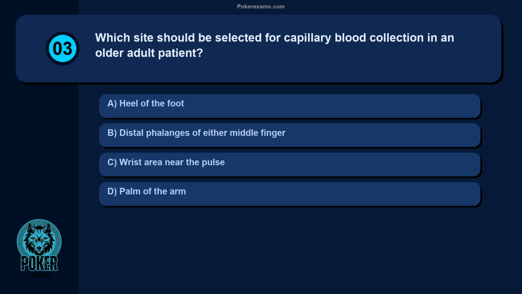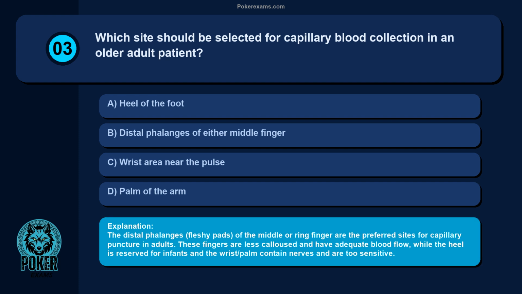Question 3. Which site should be selected for capillary blood collection in an older adult patient? Heel of the foot, distal phalanges of either middle finger, wrist area near the pulse, palm of the arm. The distal phalanges, fleshy pads, of the middle or ring finger are the preferred sites for capillary puncture in adults. These fingers are less calloused and have adequate blood flow, while the heel is reserved for infants and the wrist/palm contain nerves and are too sensitive.